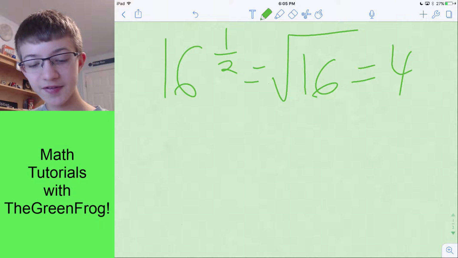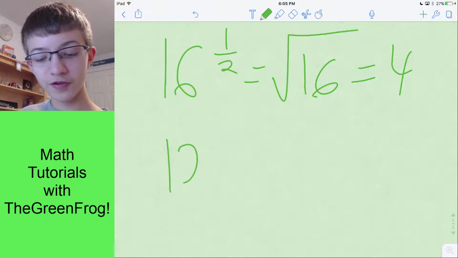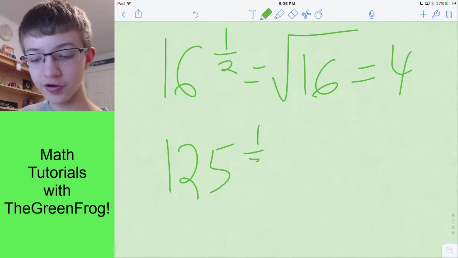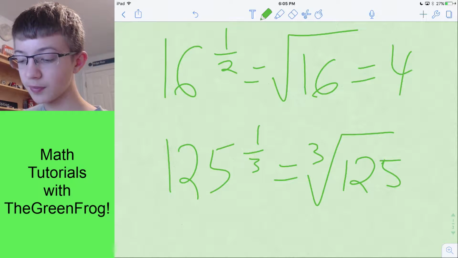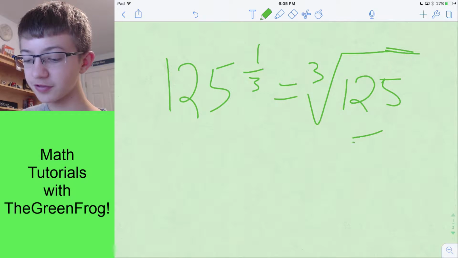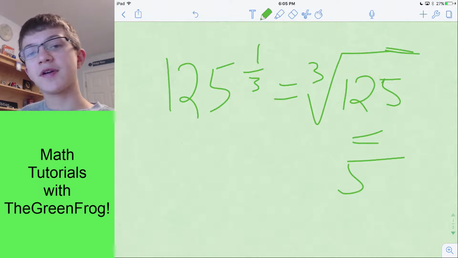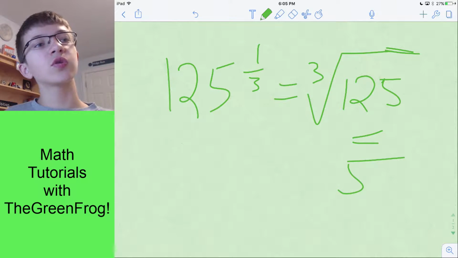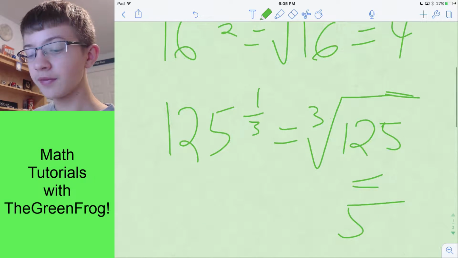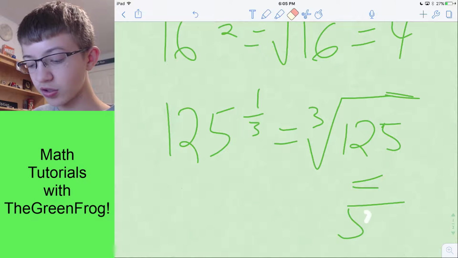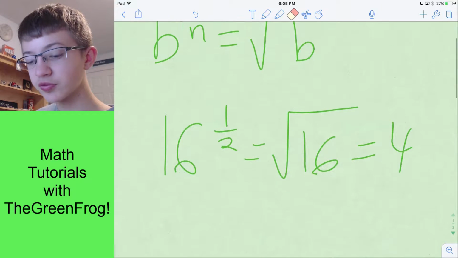And if we take 125 to the power of 1/3, that is the same as the cube root of 125. So what number multiplied by itself 3 times is 125? Well, that's 5, because 5 times 5 is 25. We multiply it by 5 one more time, and we get a nice 125. So that's with the 1 over n. Quite simple, nothing too crazy there, just some roots.